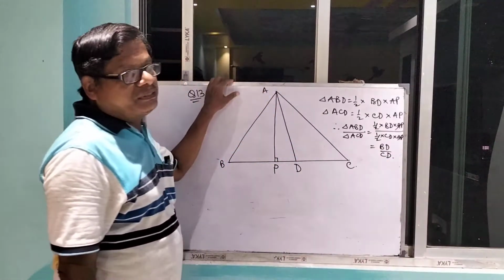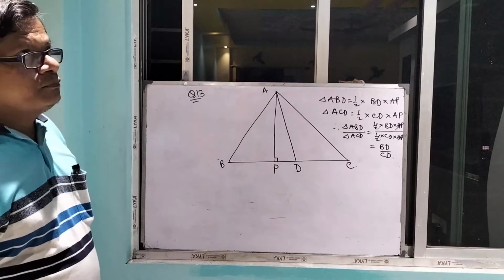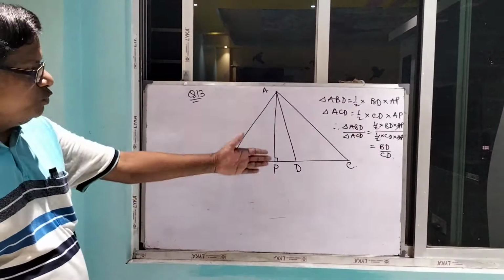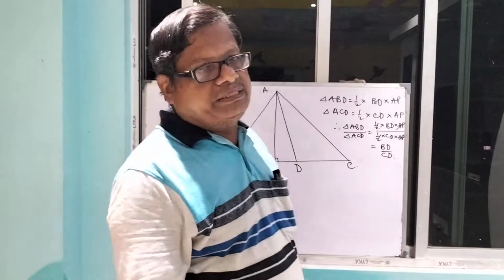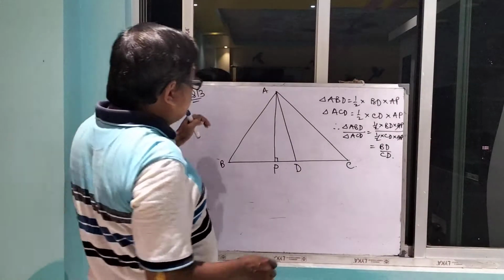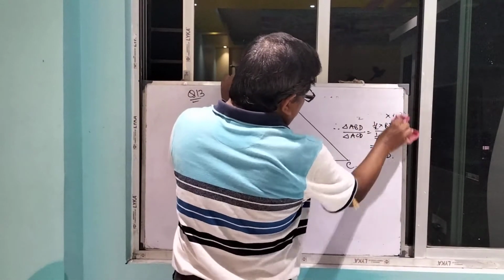Mainly discussed in the class. Understood? This is from class 8 and class 9 standard: area of the triangle is half base into height. And now question number 24. Look here.